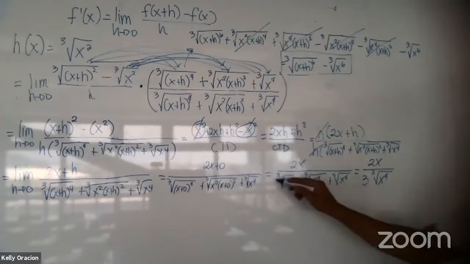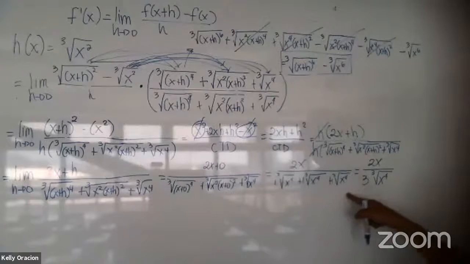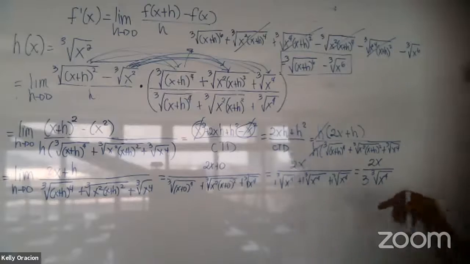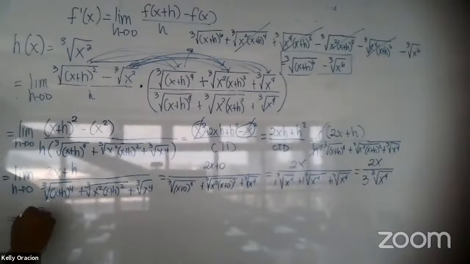And there is an invisible 1 over here. May 1 nila. Okay. 1 plus 1 plus 1, kaya 3. Then copy this one, the variable. Then simplify.